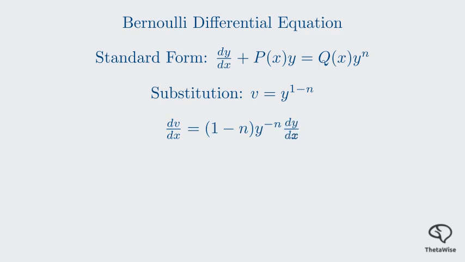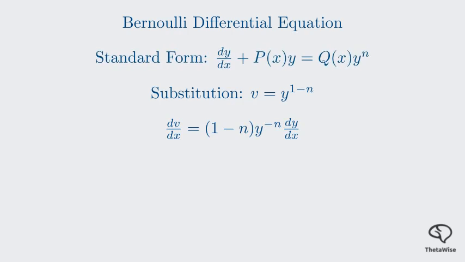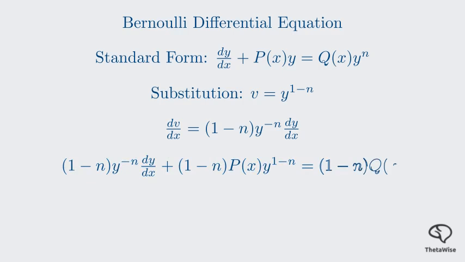Now, let's go back to our original Bernoulli equation and multiply the entire thing by 1 minus n times y to the negative n. This gives us 1 minus n times y to the negative n times dy/dx plus 1 minus n times p of x times y to the 1 minus n equals 1 minus n times q of x.